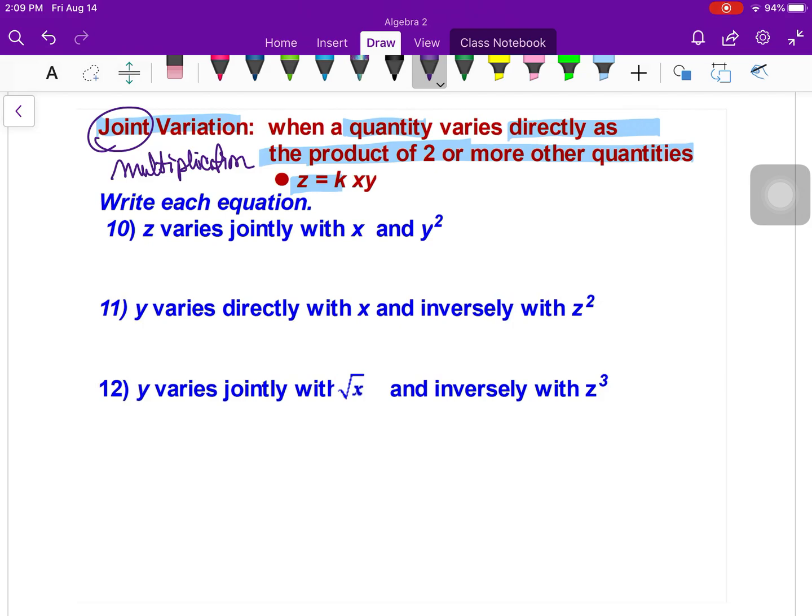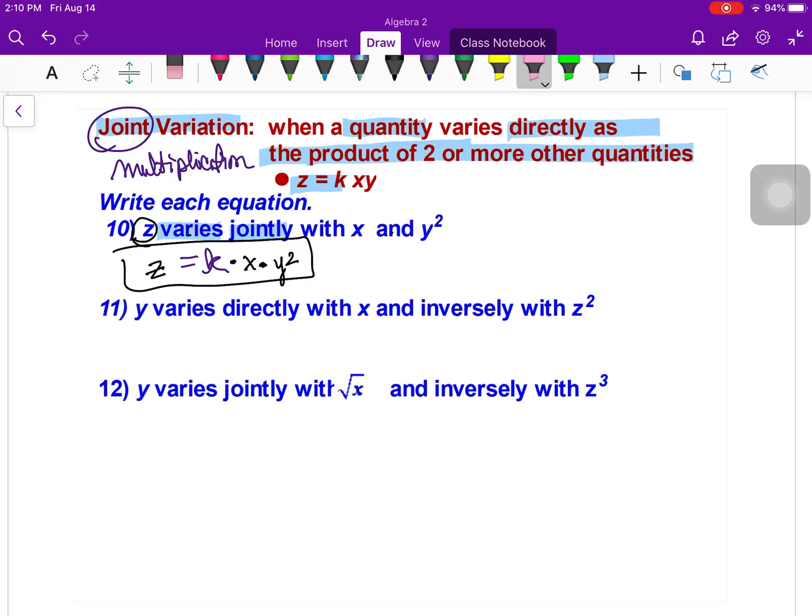So we have to read our sentences very carefully. We see z varies. I see this word varies, so I automatically write down equals k. Then I see jointly, so I'm going to multiply. So I'm going to put my times down with x and y squared. In front of varies is z, and I have my equation.